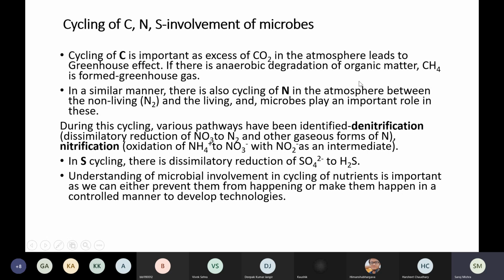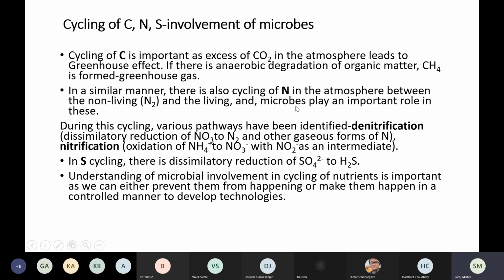Anytime when you disturb this balance, then excess of carbon dioxide, for example, will lead to greenhouse effect. If there is anaerobic degradation of organic matter, particularly when many of these organic matters are filled into the landfills, gradually methane is going to be released, because through anaerobic microbial processes, this organic matter doesn't get completely oxidized to carbon dioxide and water. In the landfill, there's not enough oxygen under the earth, so you only have methane formation. Methane is also a greenhouse gas, that is, it leads to global warming. So such kind of activities can happen.